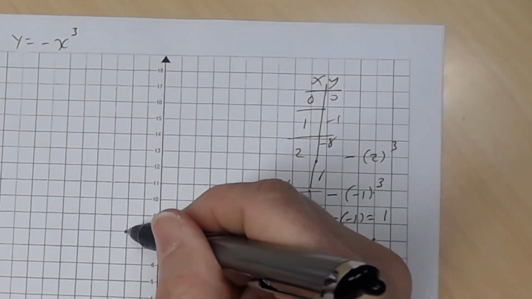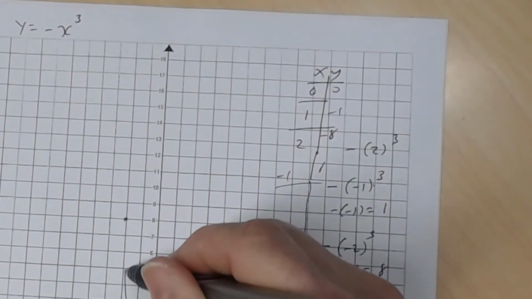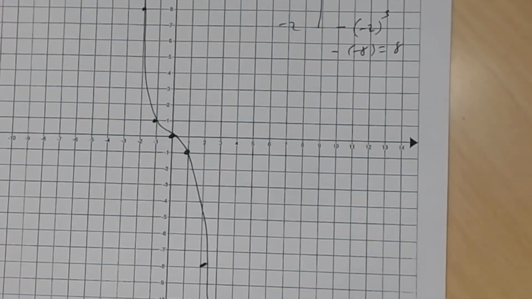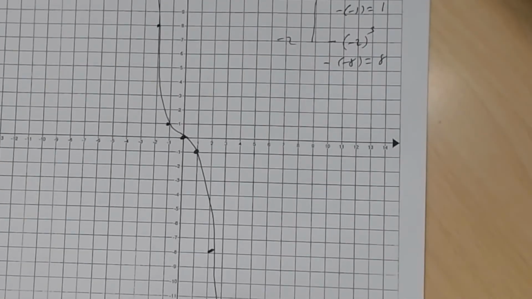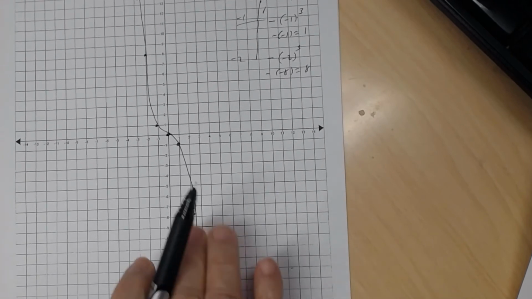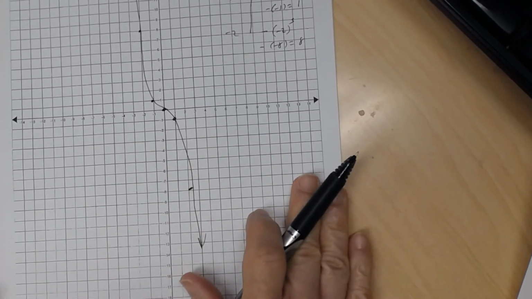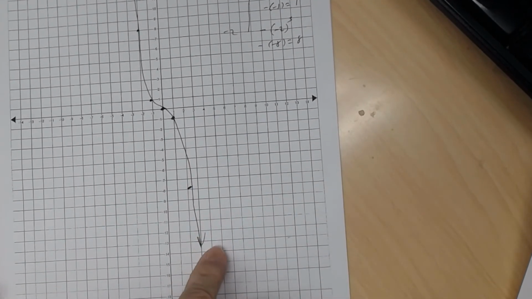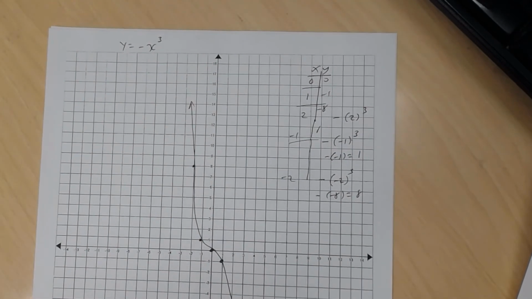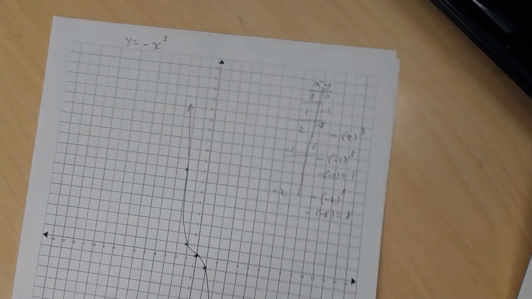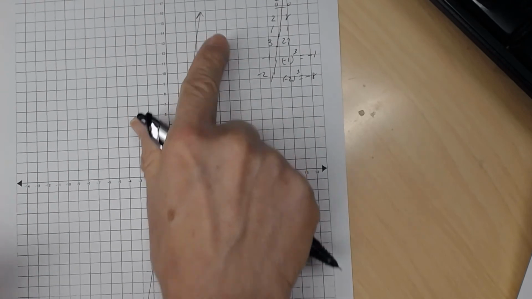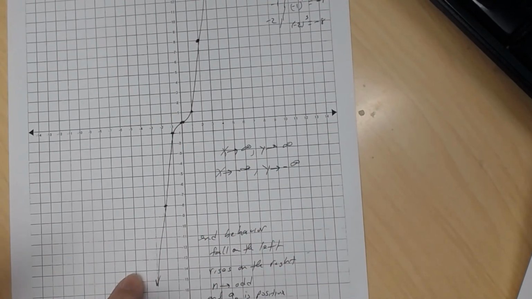Notice on this side what it's doing. So you see now it does this. Now on the right side, your graph falls. On the left side, your graph rises. Whereas with the previous one, on the right side it rises, and on the left side it falls.